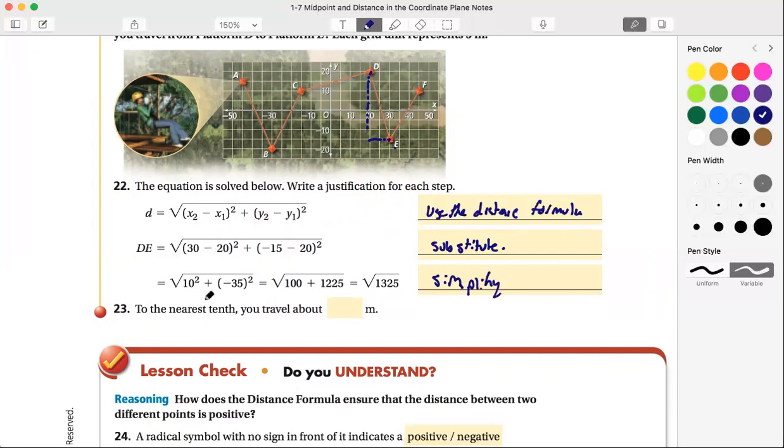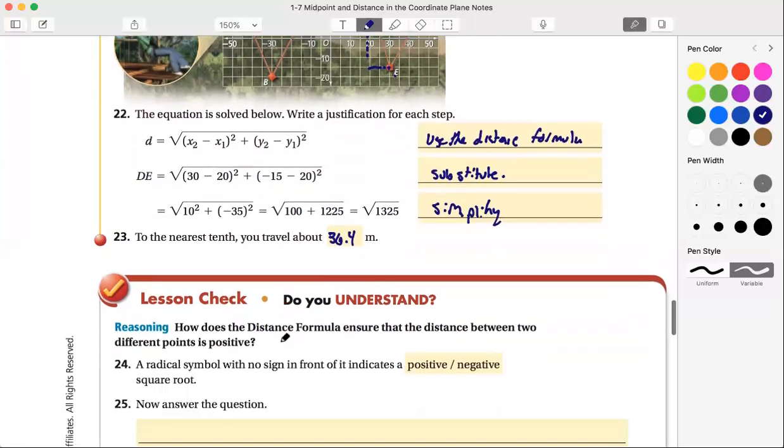So we take the 30 minus the 20, we get 10. 15 minus the 50, we get -35. We square both of those values and we add them up. Now we're going to use the calculator and we get approximately 36.4 meters. So that's the distance from D to E.